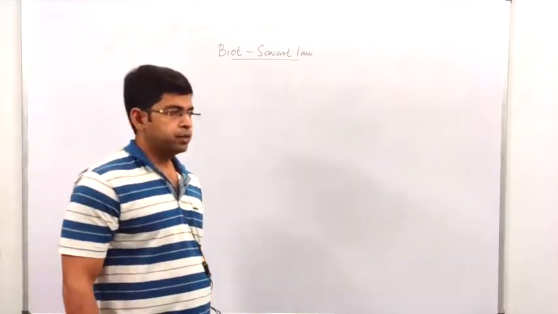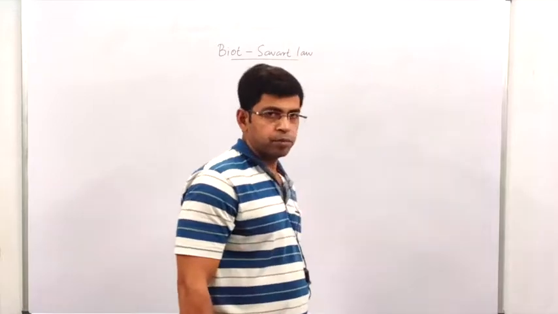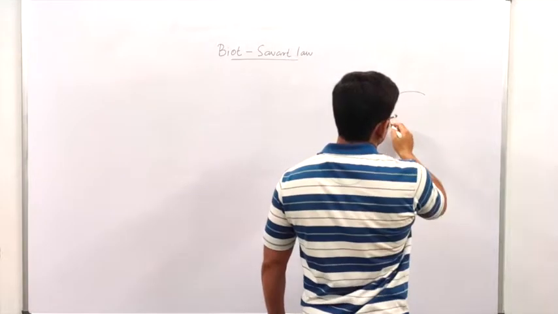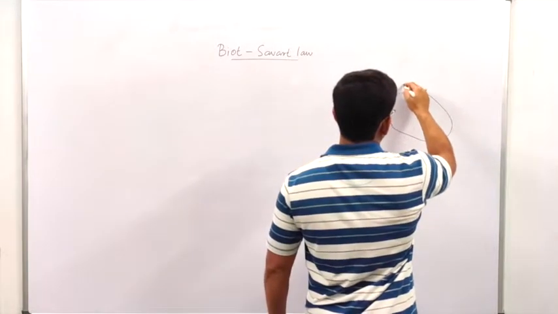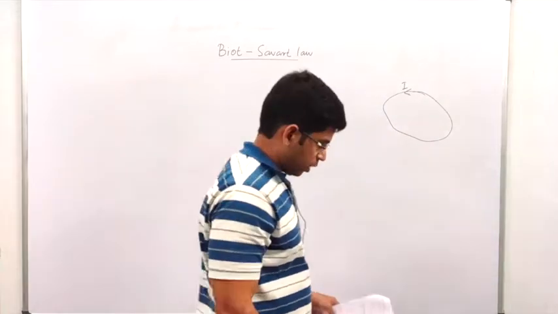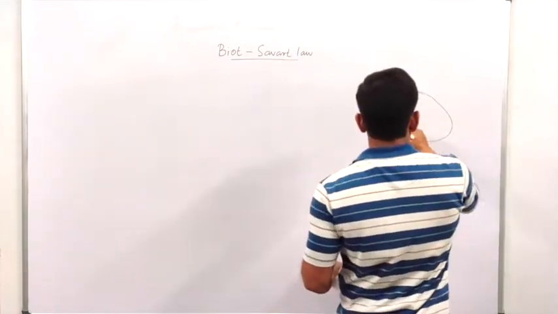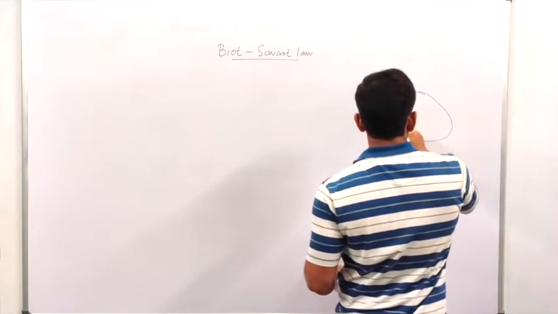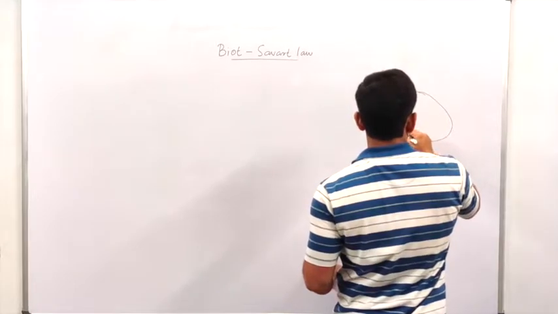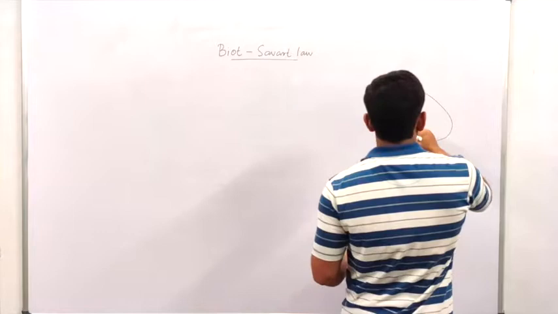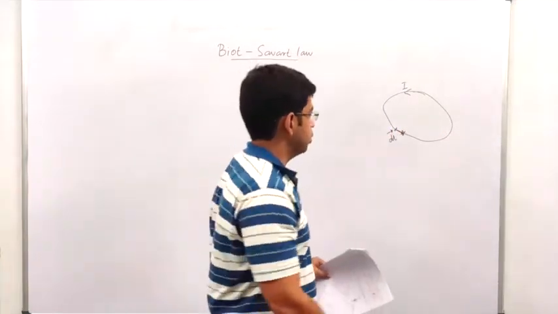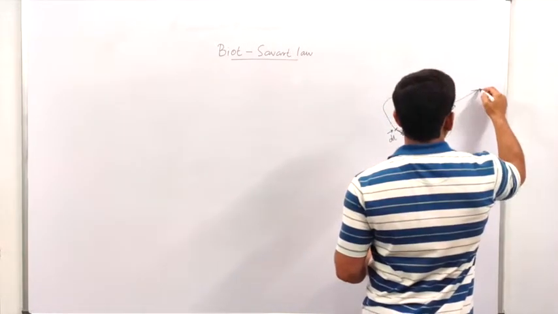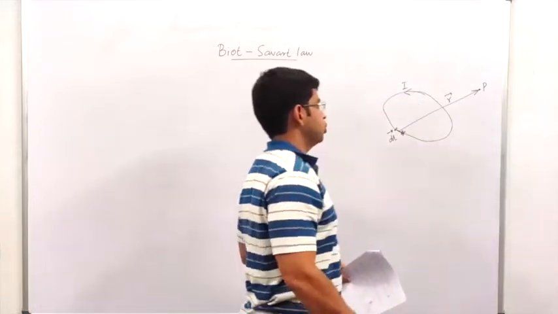Biot-Savart law gives the magnetic field B to be calculated at a field point, say P, at a distance r from a current loop. So now let us consider a current loop through which a current I is flowing. Suppose this is a small length element dl in the circuit. This length element is assumed to be placed at the origin. So at the radius vector r from this length element, where we have our field point, we want to calculate the magnetic field B.